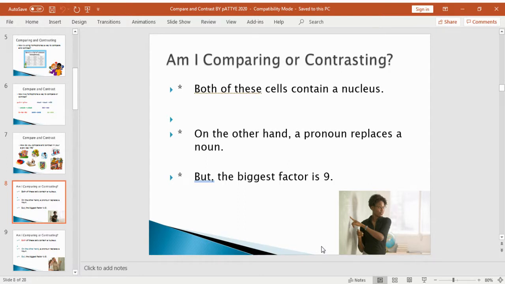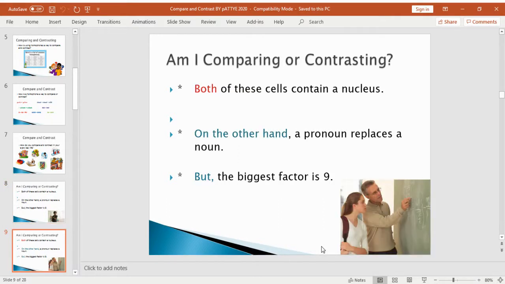Now, let's go back to these three sentences and review what these are. The sentence was, both of these cells contain a nucleus. What was the word in the sentence that made it comparing, which means they are alike? The word both. Both of these cells contain a nucleus, so they are showing how they are alike. Go to the second example you were given. On the other hand, a pronoun replaces a noun. So they are telling you how they are different. On the other hand is our contrasting phrase.